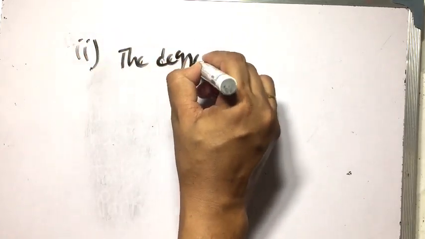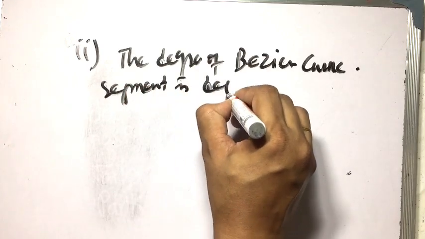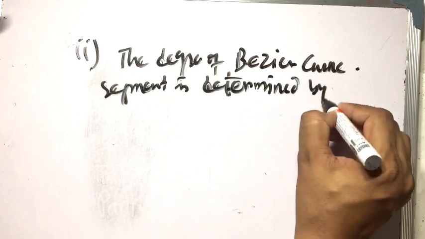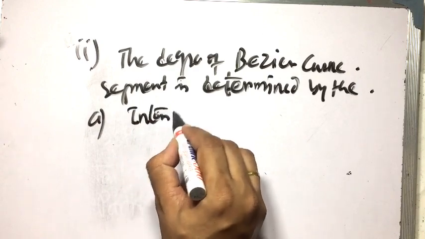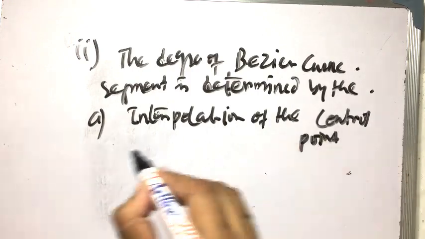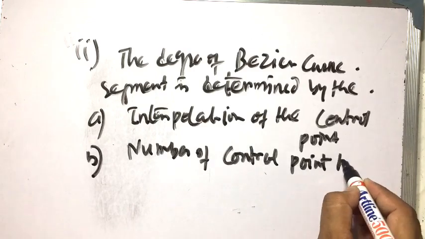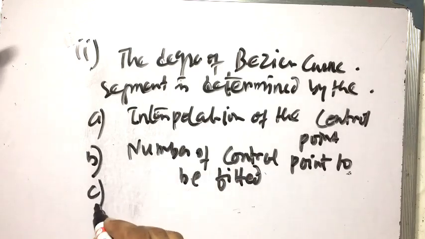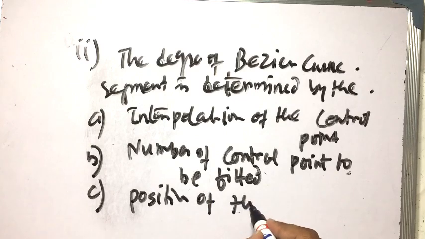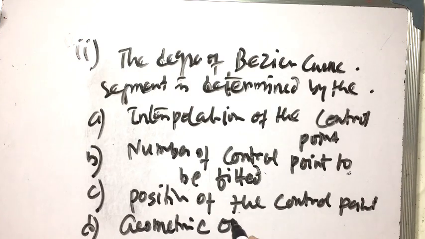Question number 2. The degree of a Bezier curve segment is determined by: option A, interpolation of the control points; option B, number of control points to be fitted; option C, position of the control points; option D, geometric continuity of the curve.